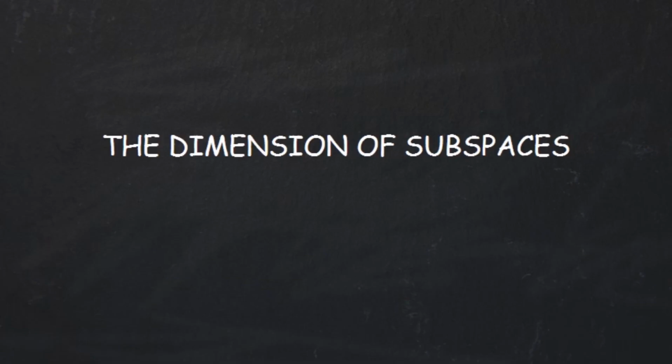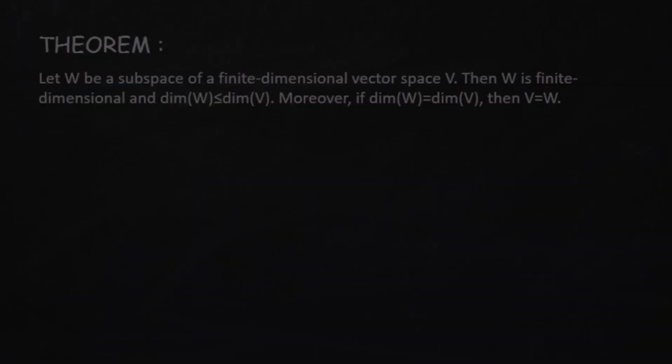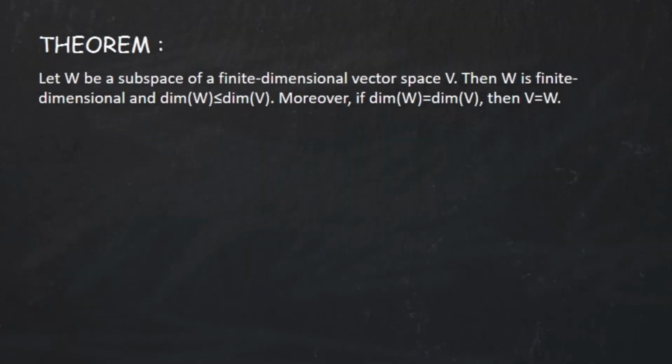Hi, in this video of import, we'll study results on dimension of subspaces. The first result relates the dimension of a subspace to the dimension of the vector space which contains it, and then we shall see a corollary about the extension of a basis of a subspace to the basis of the vector space. So the theorem says that the dimension of the subspace of a finite dimensional vector space is always less than or equal to the dimension of the vector space.